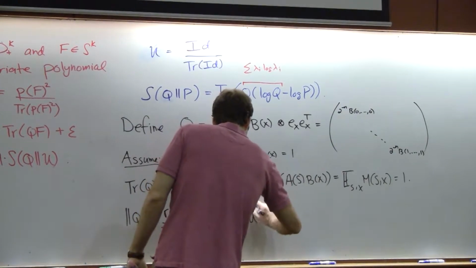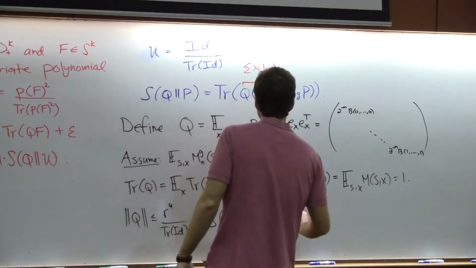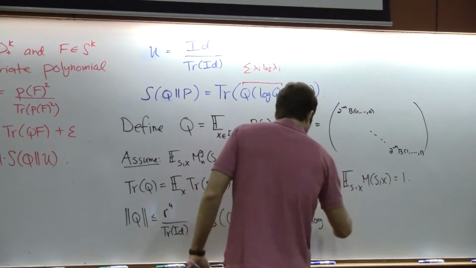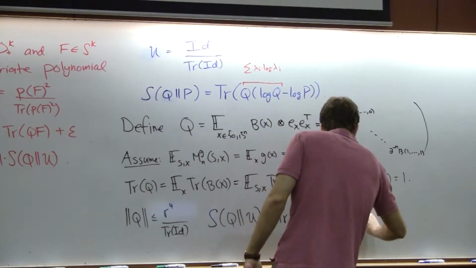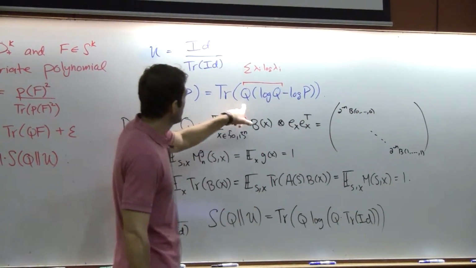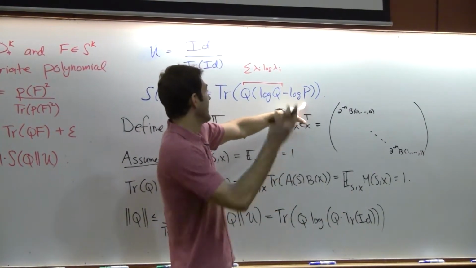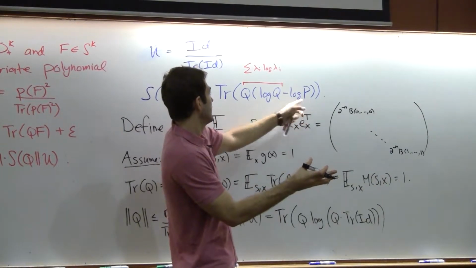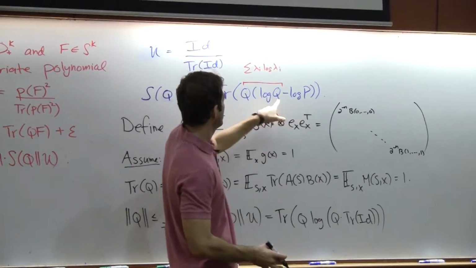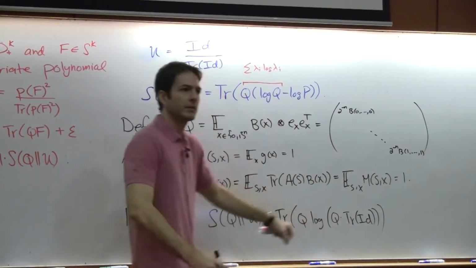Now we just do the computation here. So what is this? This is just the trace of q log q plus the log of the trace of the identity. Because we plug in q, so we get q log q, and then we plug in the maximally mixed state, we get the identity divided by the trace. Minus log of 1 over the trace is log of the trace, and log a plus b is log of a times b. So this gives us log of the trace.